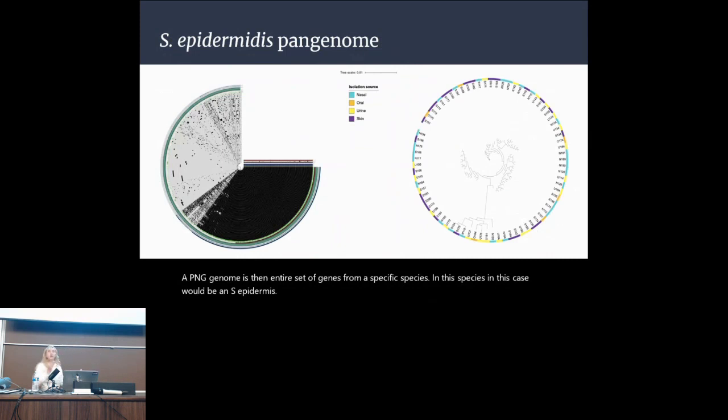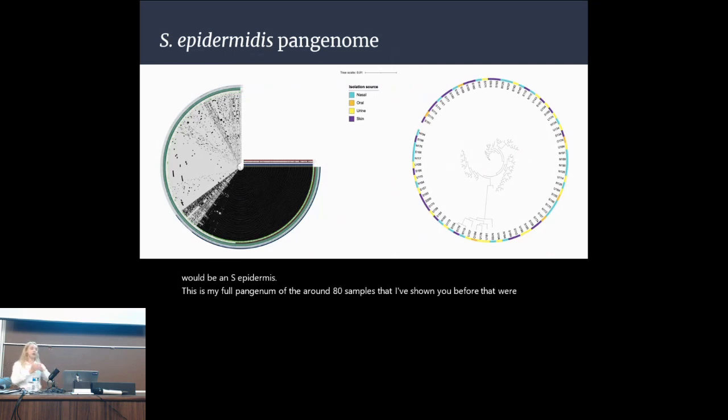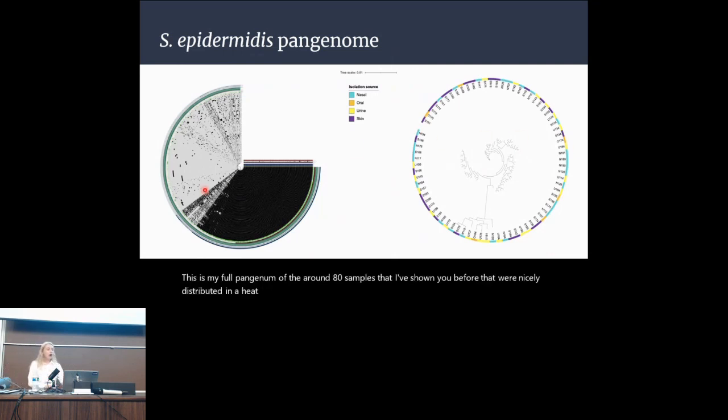This is my full pangenome of the around 80 samples that I've shown you before that were nicely distributed in a heat map. Although on the left it may be a little bit convoluted, the black indicates the core that is conserved amongst all of the samples, while the white or clear sections are the accessory genomes, or things that are not actively conserved amongst all of these samples.